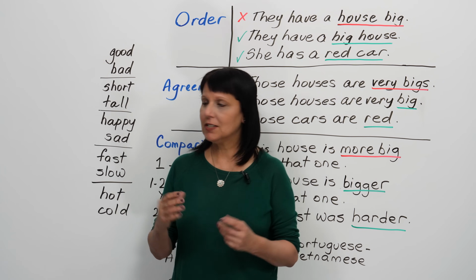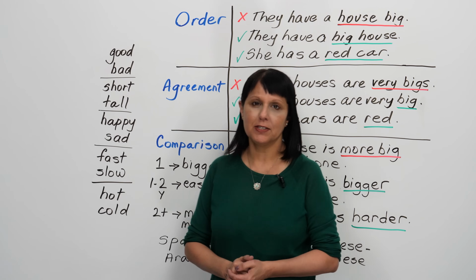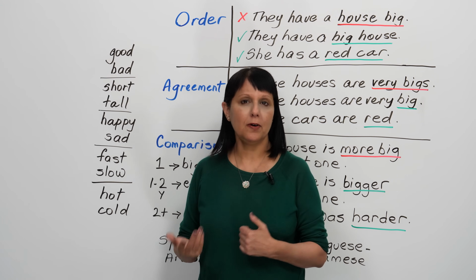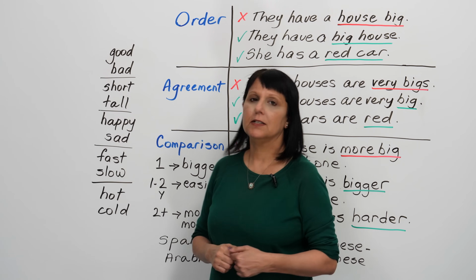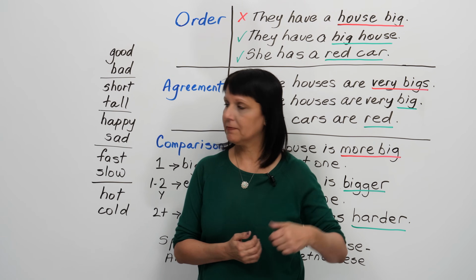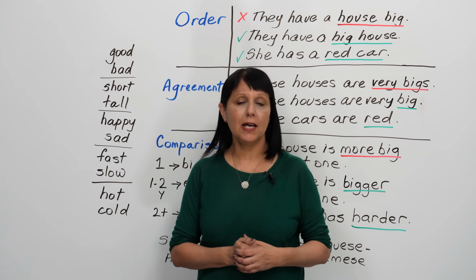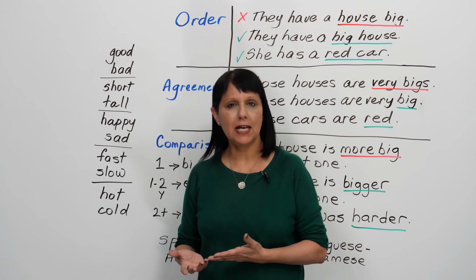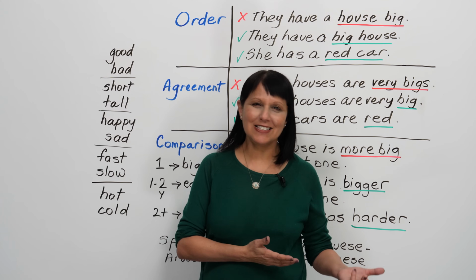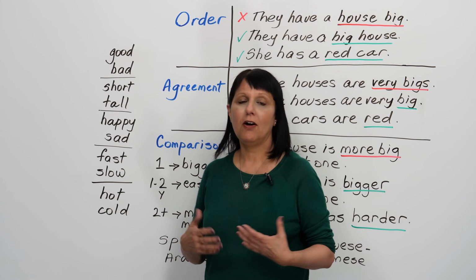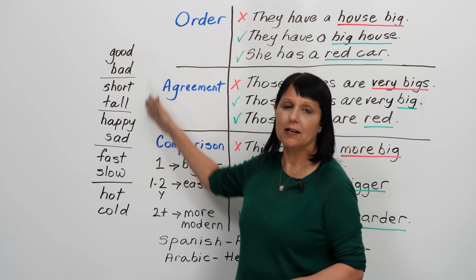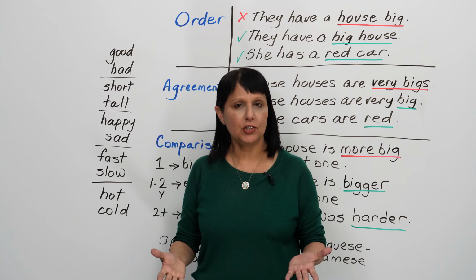Okay? And adjectives are words like these. For example, good or bad, right? You could have a good day or a bad day. Or you could talk about a short person, a tall person, right? Happy or sad, a happy event, a sad event. A fast car or a slow car. Hot weather or cold weather, right? In all these cases, all these words are adjectives.